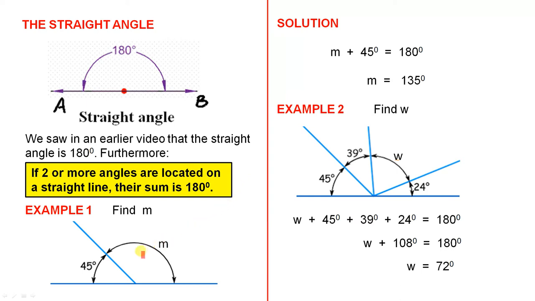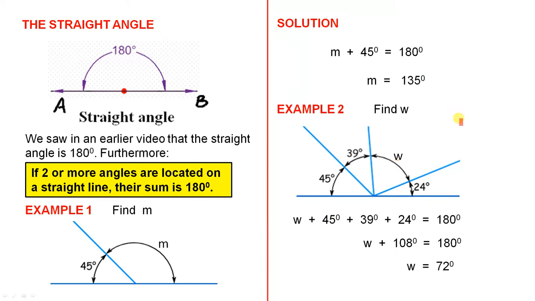Now, here's a very simple example. Example 1, find M. So here's our straight line there, and we have the angle M, and we have 45. So here we have two angles located on a straight line, and our aim is to find M. So here's the solution. From the rule, M plus 45 equals 180. What do we have to add to 45 to give us 180 degrees? M is 135 degrees. So 135 degrees plus 45 degrees gives us 180, and that satisfies the rule.